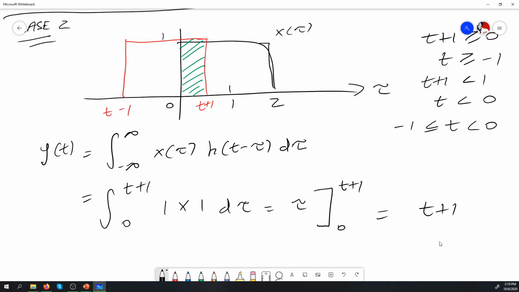For case 3, we're going to slide that h of t minus tau signal again, such that the t plus 1 intercept now is going to be in between 1 and 2 here on our tau axis.